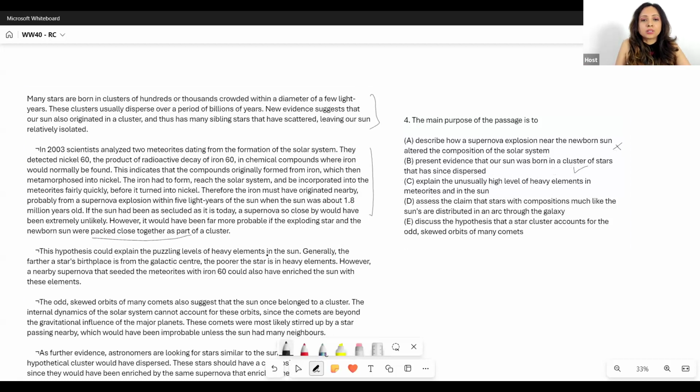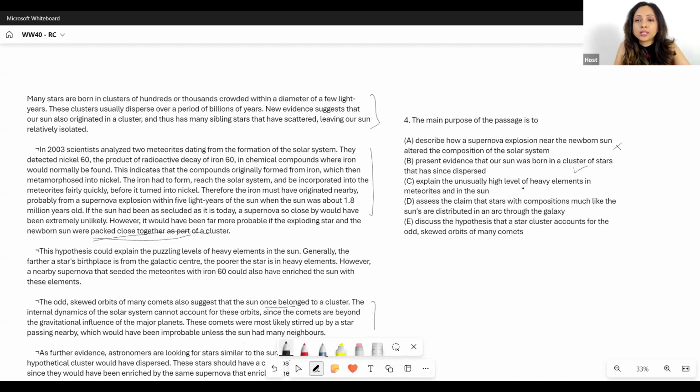Here again, it is supporting that a supernova happened, and in effect then supporting that the sun was born in a cluster. Then again it says that also suggests that the sun belonged to a cluster, so it's giving another point. And then as further evidence, it's saying that astronomers are trying to find further evidence for the same hypothesis, that the sun was born in a cluster that has since dispersed, correct. But in any case, we'll still read the options.